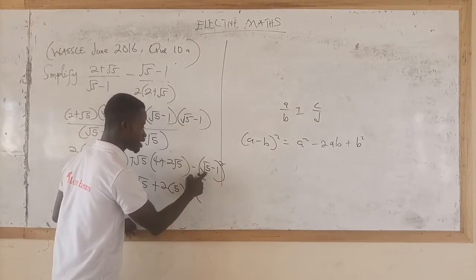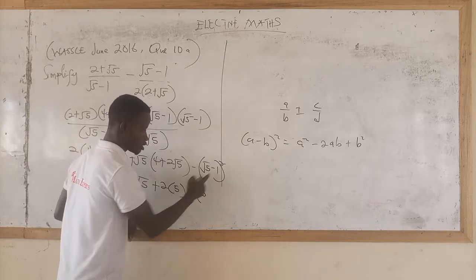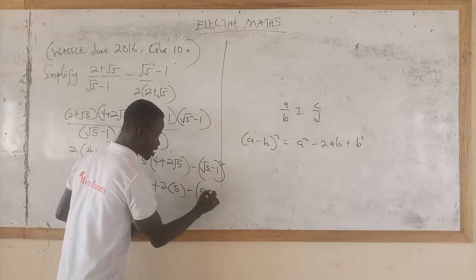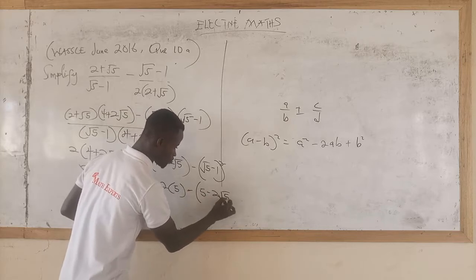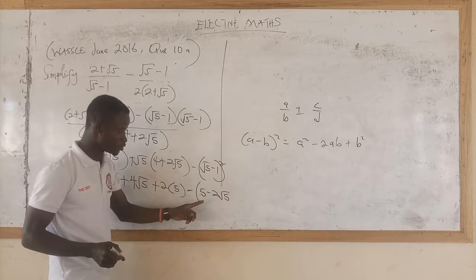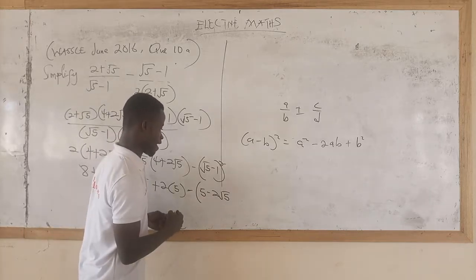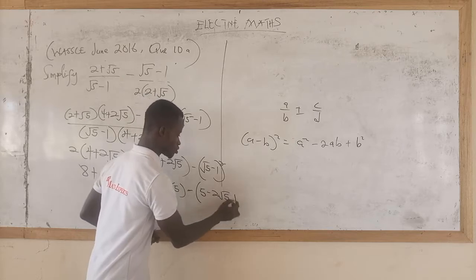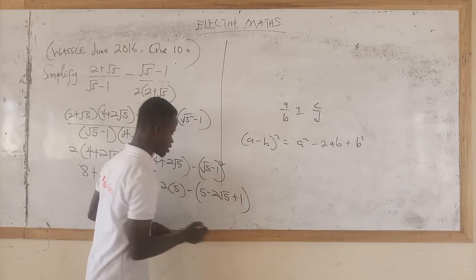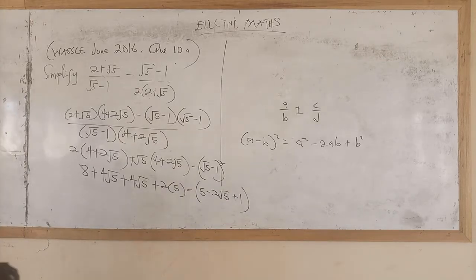So here, when you square this, you get 5. This times this, you get minus 2 square root of 5. Then the square of the 1 is going to give you 1. So that's how you're going to operate that one there. And that's it.